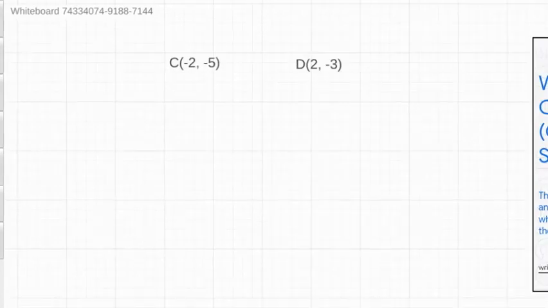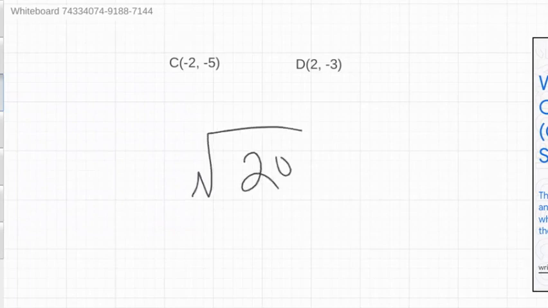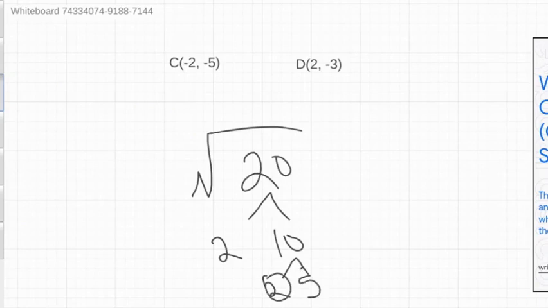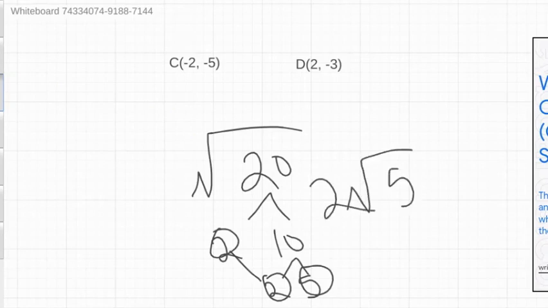Alright, so let's do this again. You get the answer and then come back when you have your answer. So if we plug it all in and do the whole distance formula, we're going to get the square root of 20. Simplify that into simplest radical form. Two 2's. So we're going to get 2 rad 5 units is our distance.